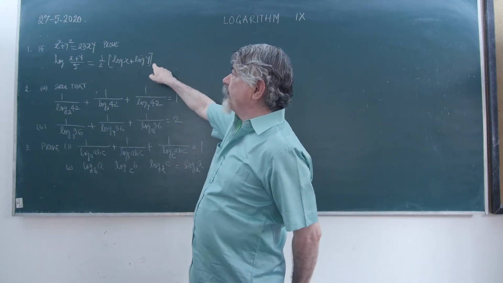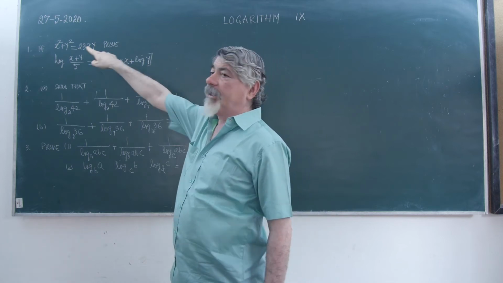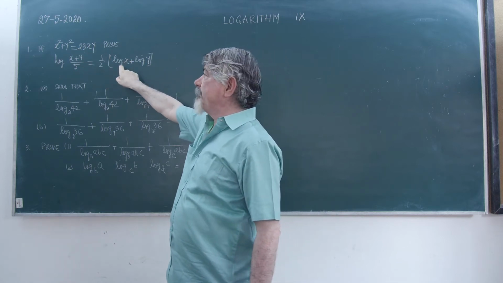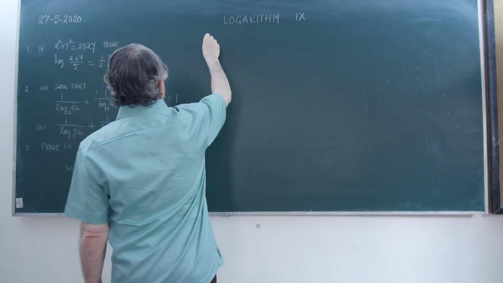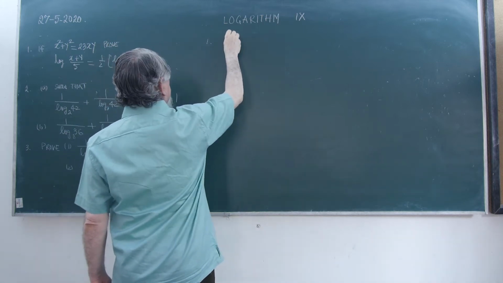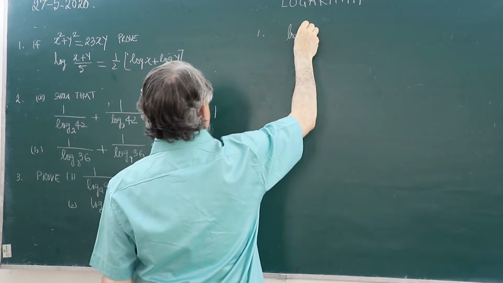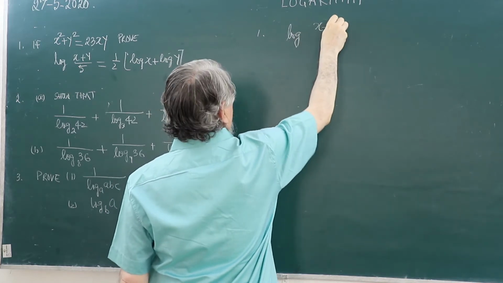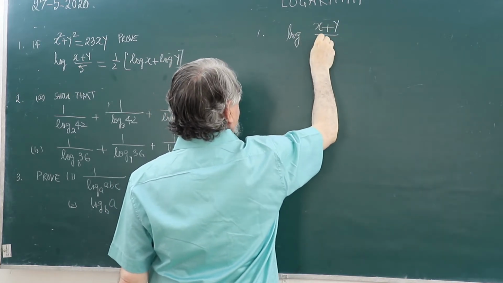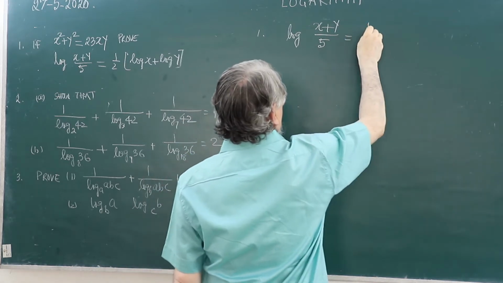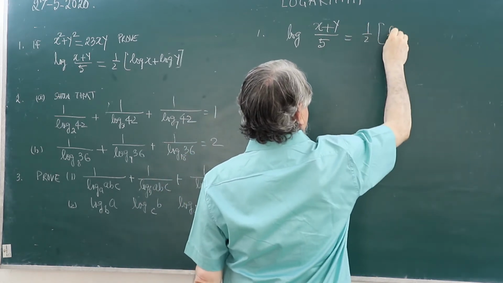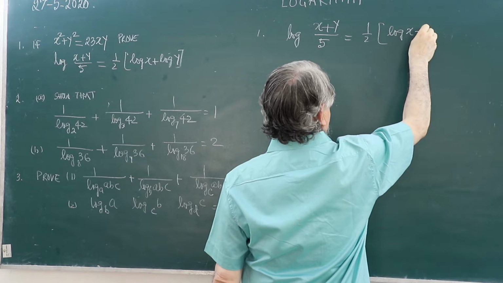I am finding it more attractive to start from here and go to there. So I'm starting from this side. Like, it is more complicated, you start with the more complicated side. Log of (x plus y) upon 5 is equal to half (log x plus log y).